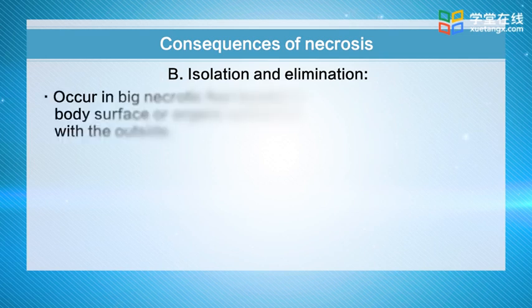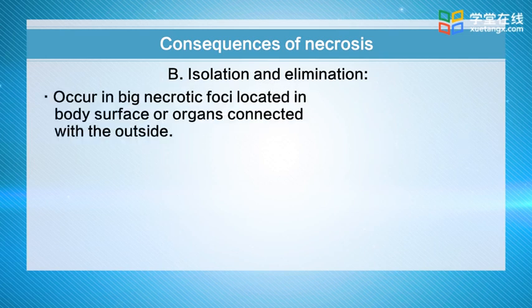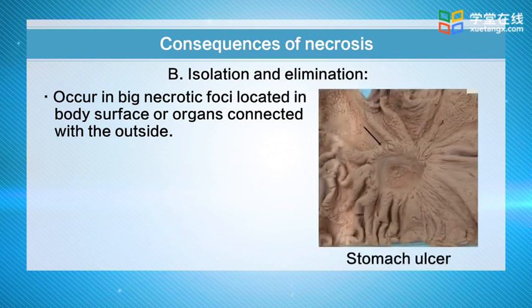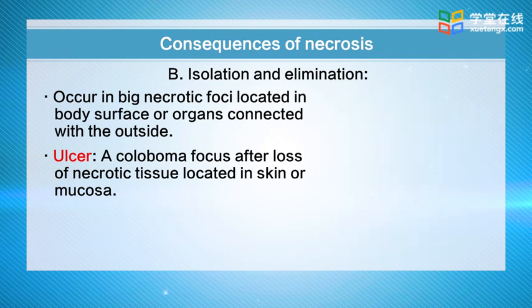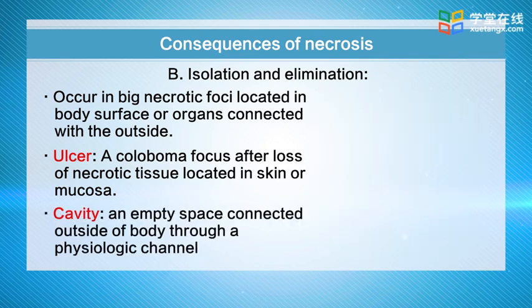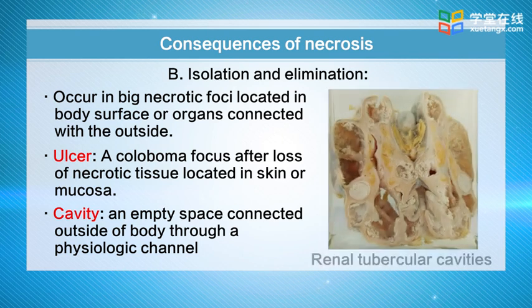Isolation and elimination occur in big necrotic foci located in body surface or organs connected with the outside. This picture shows an ulcer of stomach after loss of necrotic tissue. Necrotic tissue of the lung or kidney can be removed through physiological channels, and the necrotic focus might form a cavity. In this photo, we can see kidney cavities in a patient with tuberculosis.